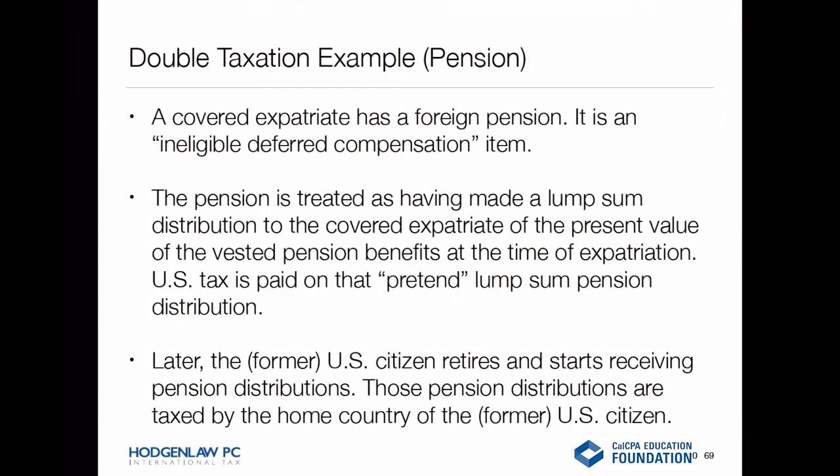Later on, the former US citizen retires, starts receiving pension distributions, and the distributions are taxed by the home country of the former US citizen. So in situations like that, between the US tax that they pay at the time of expatriation and the tax they pay in the other country when they actually take the pension distributions, the tax rate can be extremely high. So these are some issues that we see that may or may not have solutions, but these are the things that clients generally choose to talk to their tax advisors and their lawyers about, to see if they might be able to find any solutions.